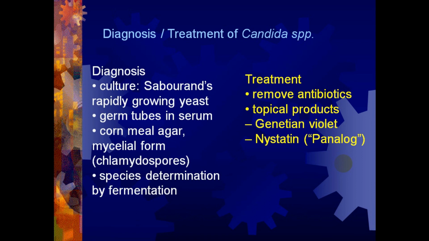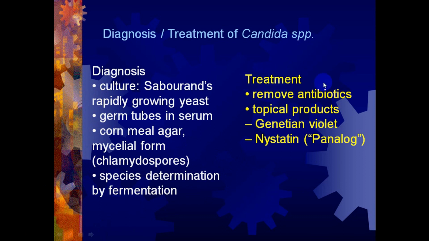For diagnosis of candidiasis, first we can send the plaque or the nodules to the lab, and usually the lab will apply Sabouraud agar, or they can cultivate the Candida in germ tubes that contain serum. Or cornmeal agar to grow the mycelial form or chlamydospores of Candida. And then the species determination, just like you learned previously in microbiology, can be made by using many types of fermented sugars.